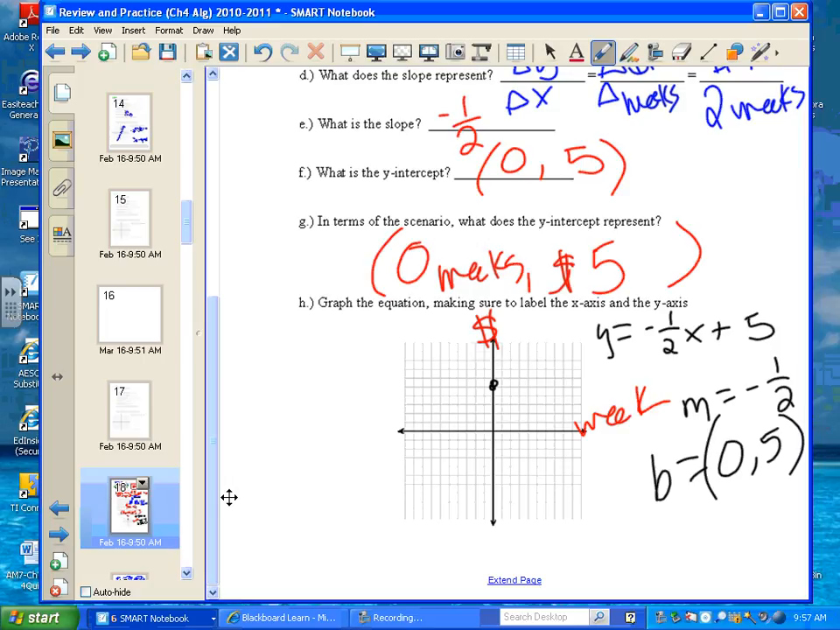TJ, now what? How do we get our next point? Good, down 1 to the right 2. Marion, how do we get the opposite point? So over here. Good, up 1 to the left 2. Connect your points. It's a decreasing function because Lauren's losing $1 every 2 weeks somehow. So there it is.